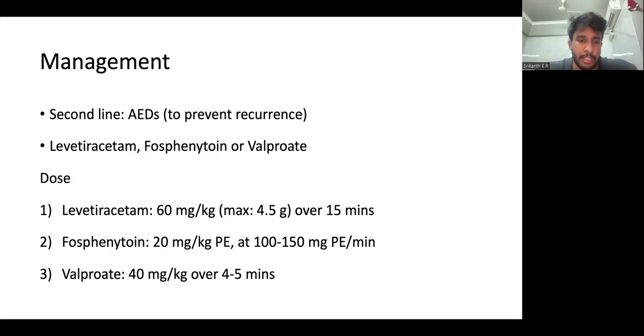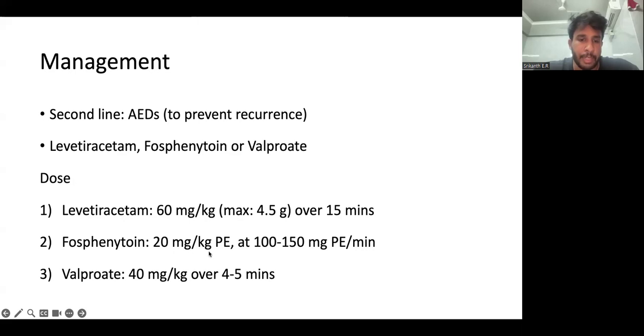So levetiracetam is dosed at 60 mg per kg over 15 minutes. We frequently underdose levetiracetam. We usually give around 20 mg per kg, which is not sufficient. Now the American guidelines have also changed their recommendation to 60 mg per kg. So 4.5 grams for a normal adult would be an appropriate dose, but based on the weight, you can change it to 60 mg per kg.